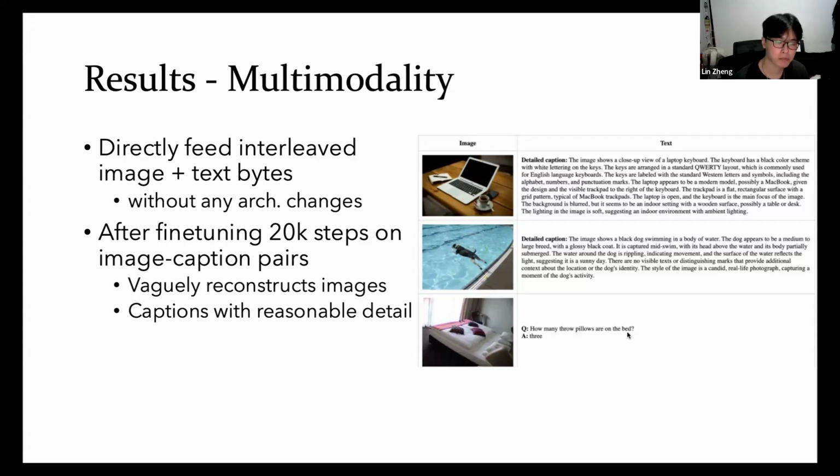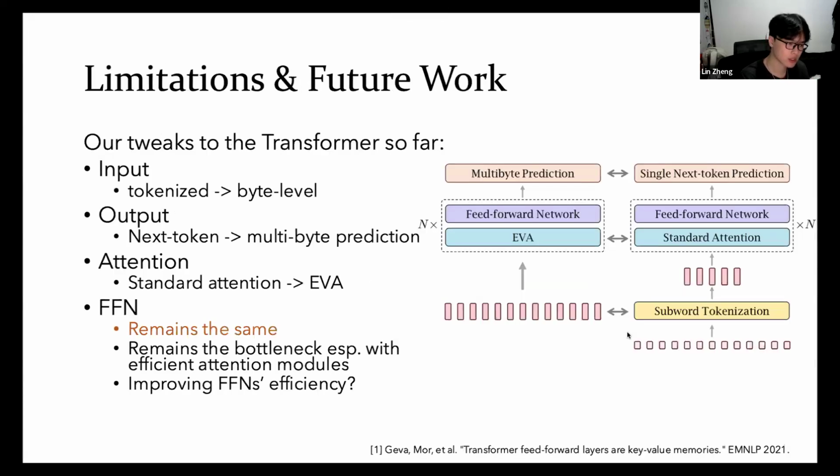So I guess this is pretty much the results we delivered for EvaByte. And here are some limitations and future works for EvaByte. To summarize, our current tweaks to the transformer architecture include several aspects. The first one is definitely about the input, where we just remove the tokenization in the first place and make the model operate on bytes. So this makes the model a bit more flexible.